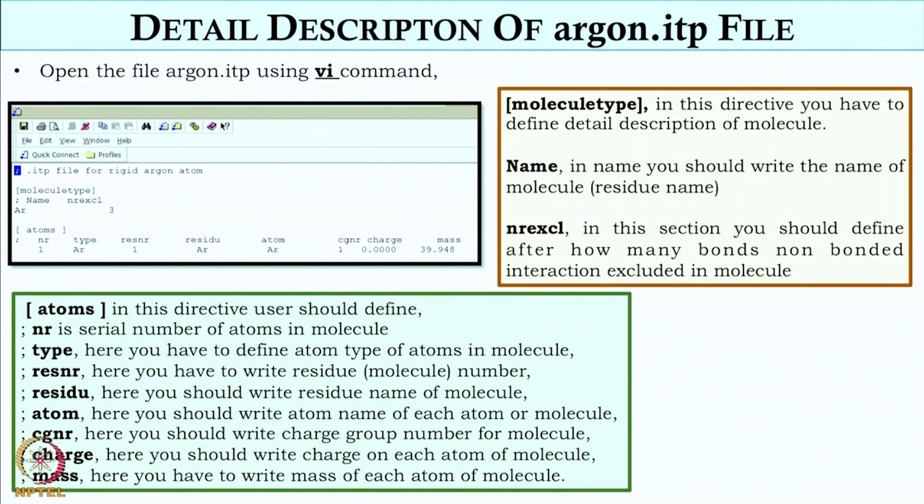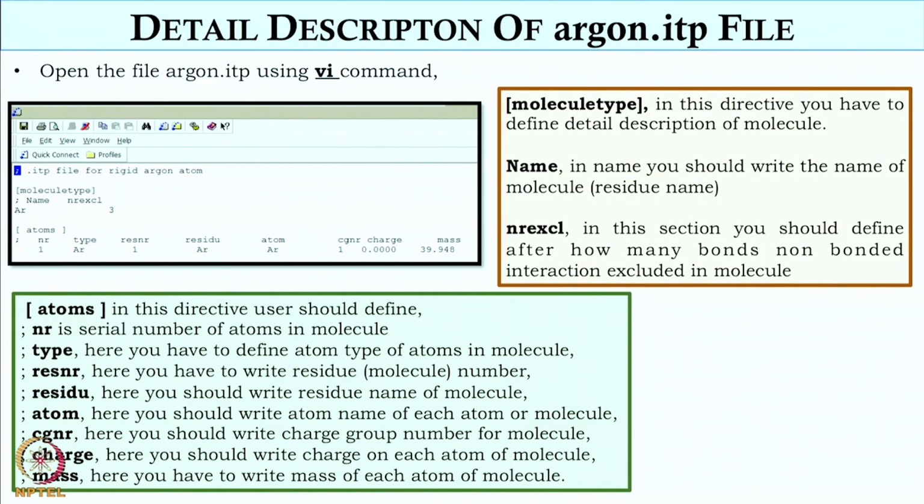In RESNR, that is the residue number. We have to write the residue number of the molecule. In residue, we have to give the residue name of the molecule, which we have used throughout. In atom, we have to write the atom name of each atom. Then CGNR, this is the charge group number. Since it's a monoatomic molecule, the charge group number will be 1. Then there is charge, we have to define the charge of the atom, and then there is mass.